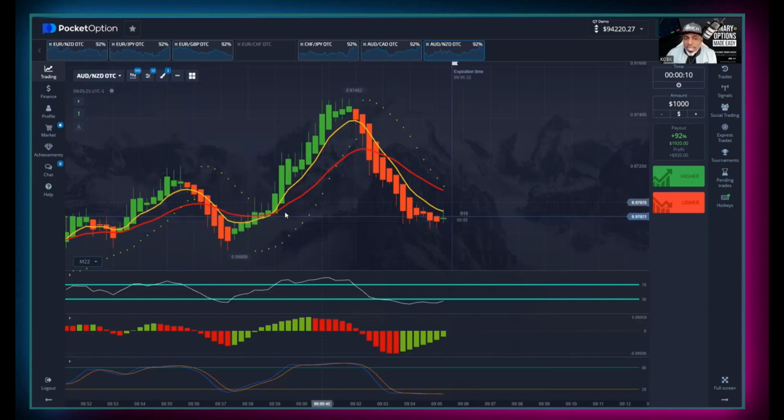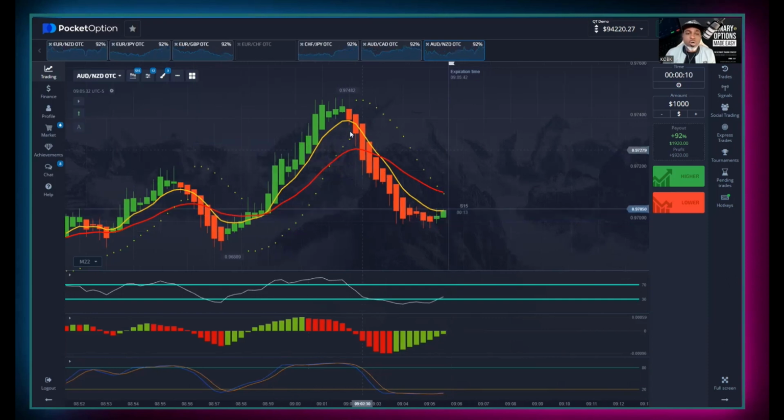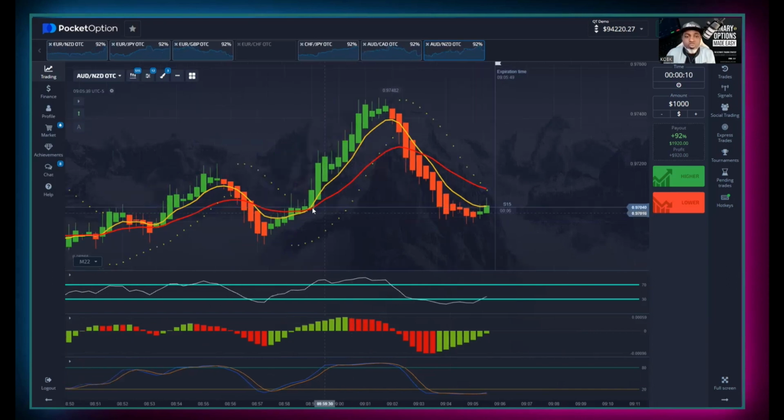So the basis of this strategy, do not worry about this right here. I can really delete it. I will only be focusing on this while glancing at this to see how this lines up with this. I'm still adjusting my settings. But look, you wait for the cross.